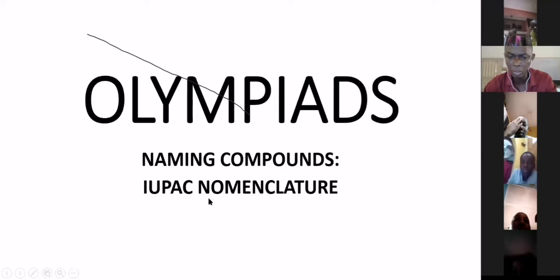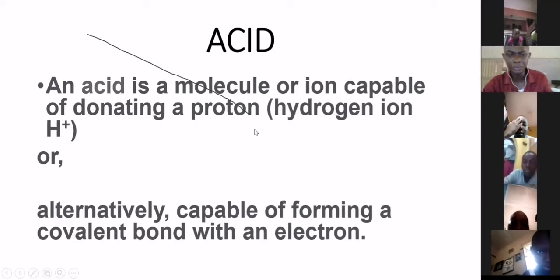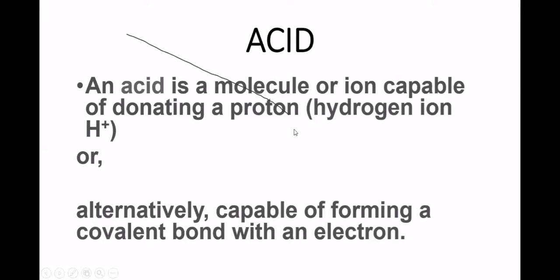So we are going to be talking about how you name compounds, and that is what you call IUPAC nomenclature. Fine. Now look at this. You must know this definition. An acid. What is an acid? Write this down.